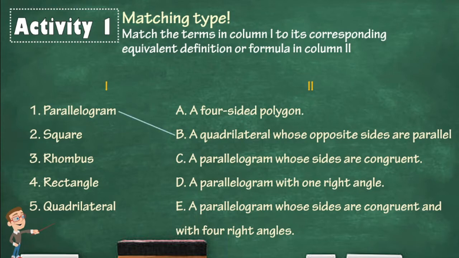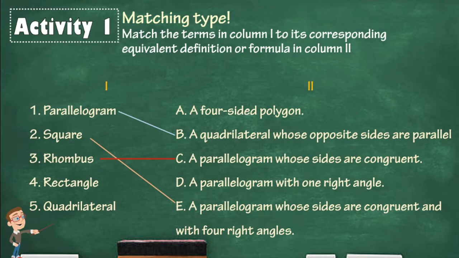That is correct. It is B, a quadrilateral whose opposite sides are parallel. Let us have number 2, square. It's E, a parallelogram whose sides are congruent and with 4 right angles. Number 3, rhombus. The answer is C, a parallelogram whose sides are congruent.